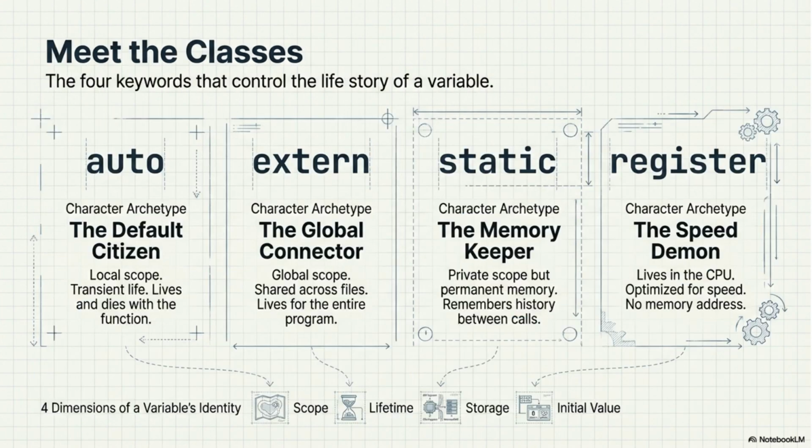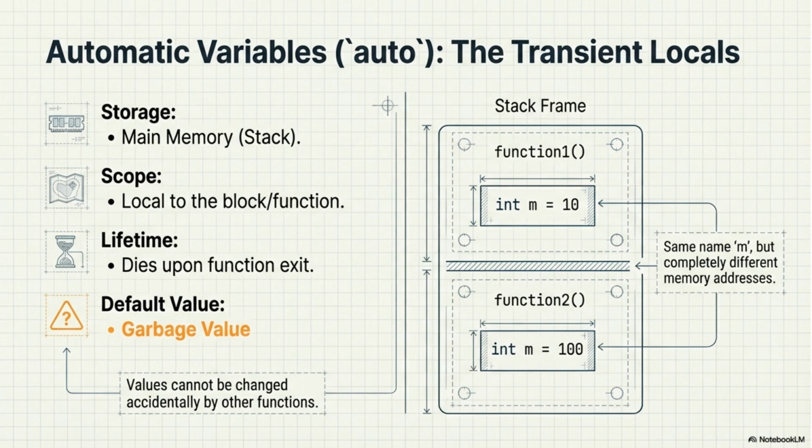The 4 keywords that control a variable's life story are auto, the default citizen; extern, the global connector; static, the memory keeper; and register, the speed daemon. Automatic variables, or auto, are transient locals stored on the stack. They are local to the block or function and die upon exit. Their default value is garbage, which prevents accidental modification by other functions.